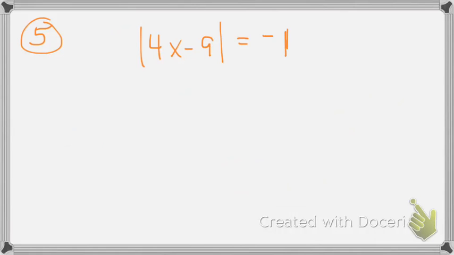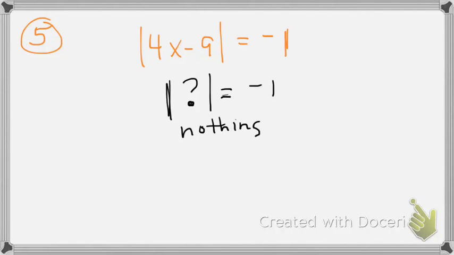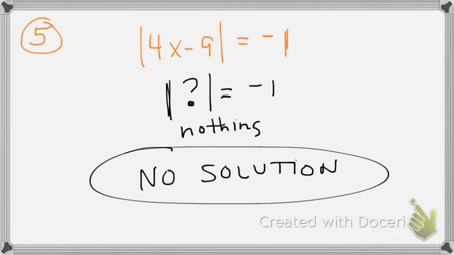I'm going to hit pause on my screen here. Okay, if I made the absolute value bars and put a question mark in between and asked what goes inside of the absolute value bars to get -1, nothing does. So because there is nothing, you don't even break it up. Since there is nothing that can go in place of the 4x minus 9, there is not going to be a solution.